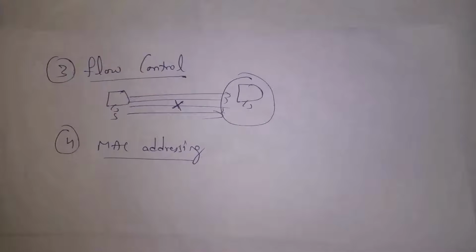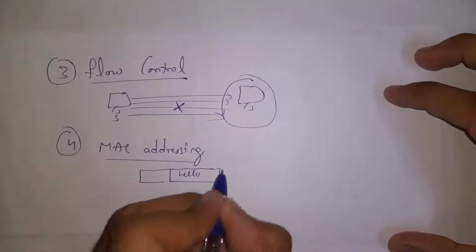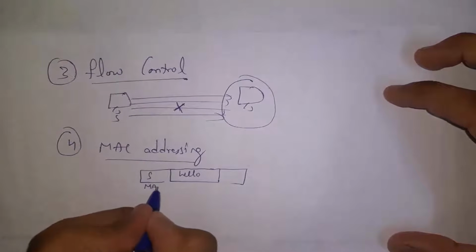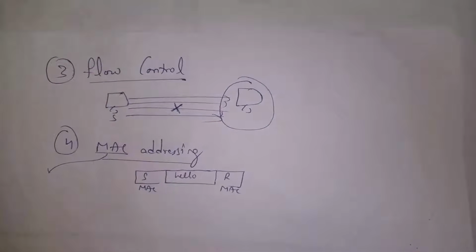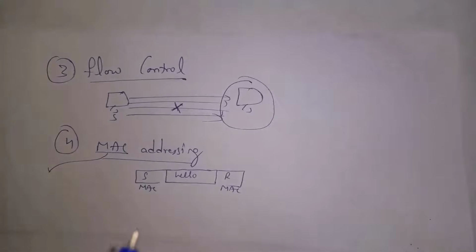Only at that speed, the sender must send data. And the fourth function is MAC addressing. Along with our message, we will include the sender MAC address as well as the receiver MAC address. The sender will send data correctly to the receiver based on the MAC address. The data link layer will use MAC addresses in order to identify devices in the network. Based on this MAC address, data will be transferred to the receiver successfully.